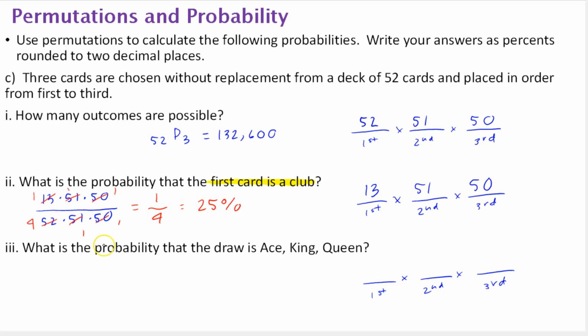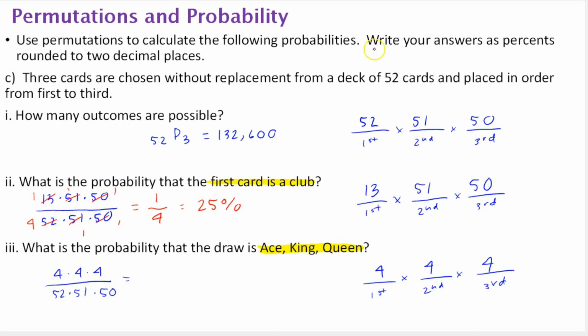Now let's look at the last one. What is the probability? So this is going to ask for specific outcomes for each of the choices. We have ace, king, and queen. But notice there are 4 aces, 4 kings, and 4 queens. So each one of these is going to be 4, which is 4 to the third. So we have 4 times 4 times 4 over 52 times 51 times 50.